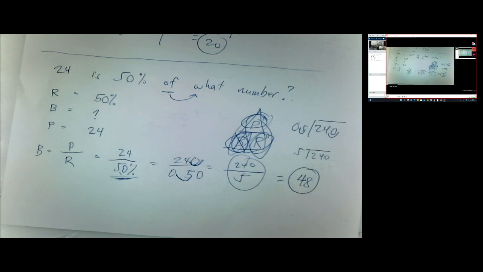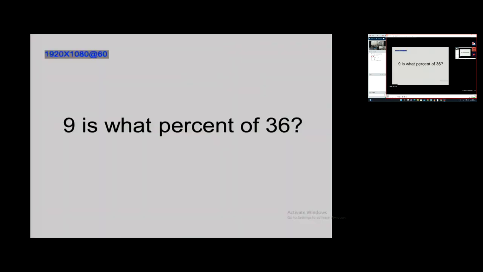Do you have a question? No question? One more problem. Can you do this in your notebook? 9 is what percent of 36? Try to do it in your notebook.